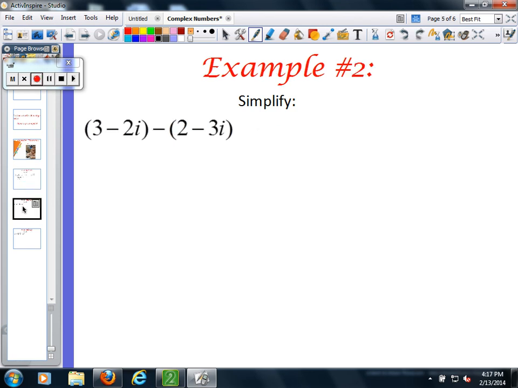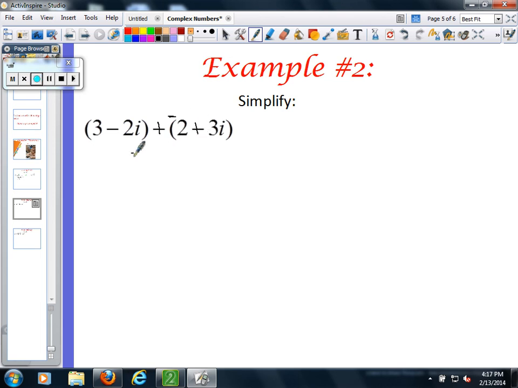And then you get to a problem with subtraction. Same idea as with the variable stuff. First thing you want to do is, because this is a negative, I can't just get rid of the parentheses. So I'm going to change this to a positive, and I'm going to distribute the negatives. This is going to become negative 2 and positive 3i.